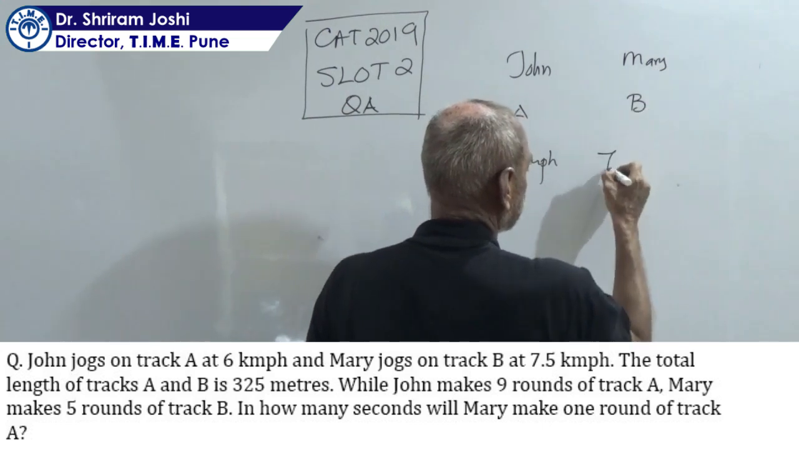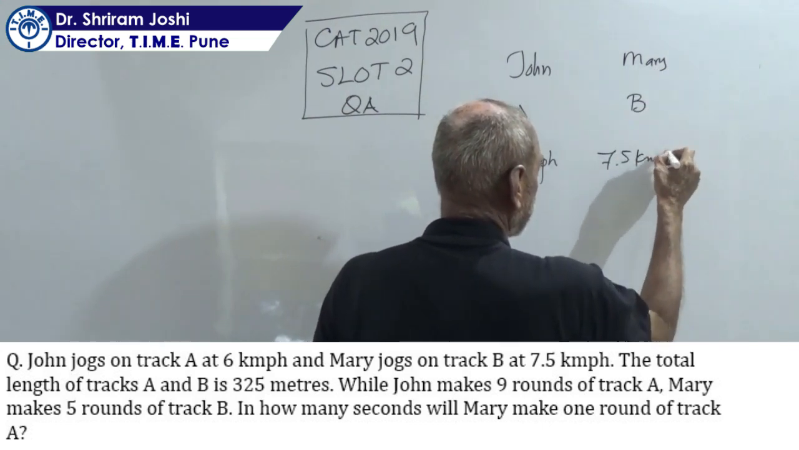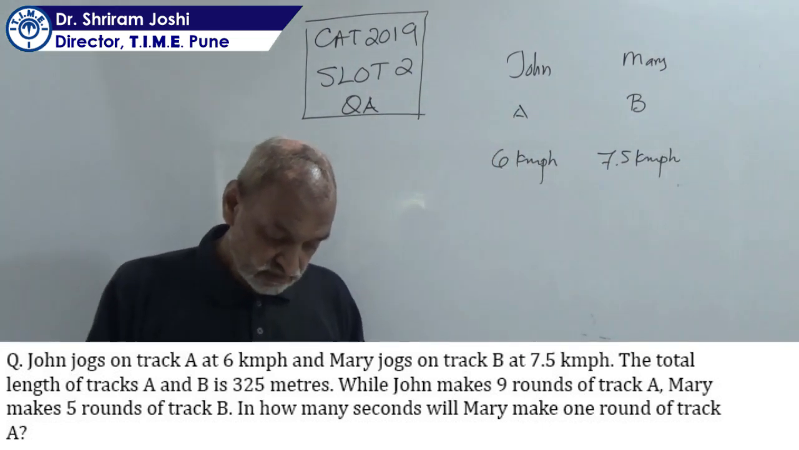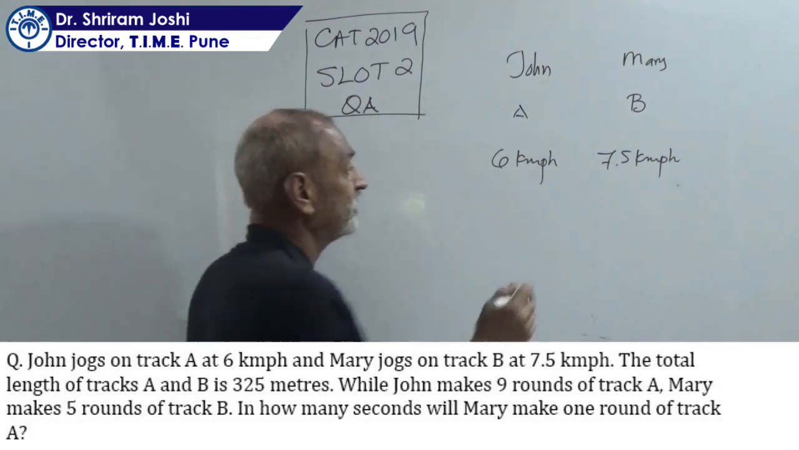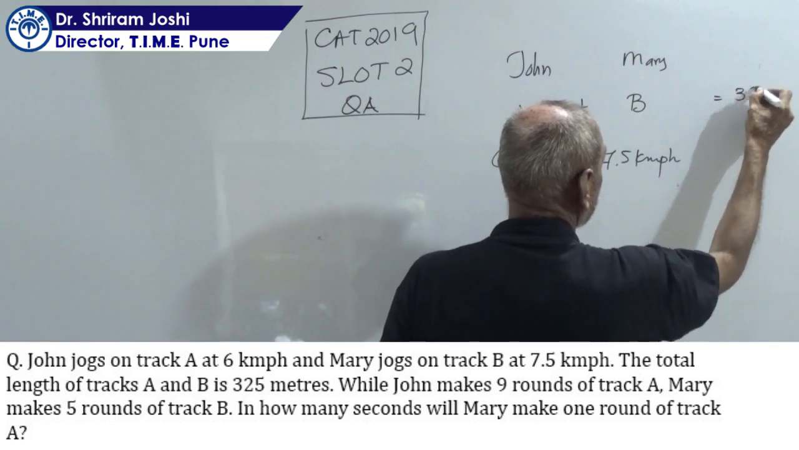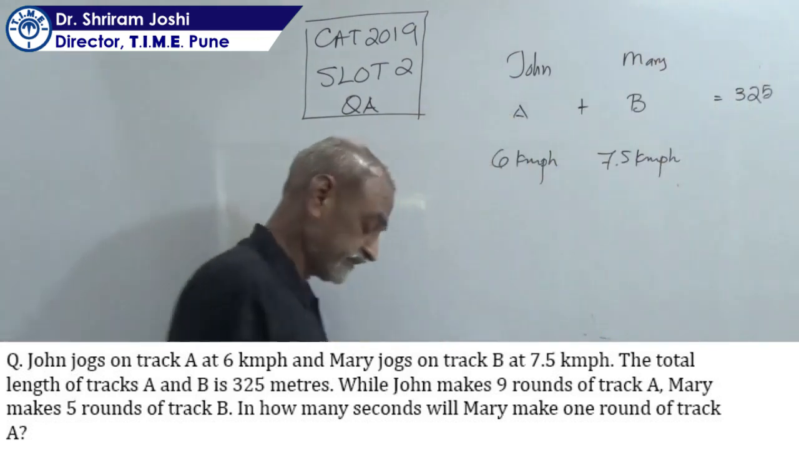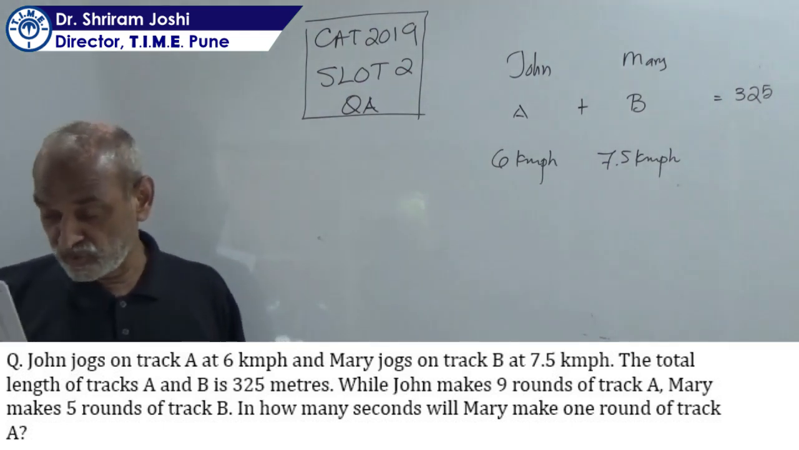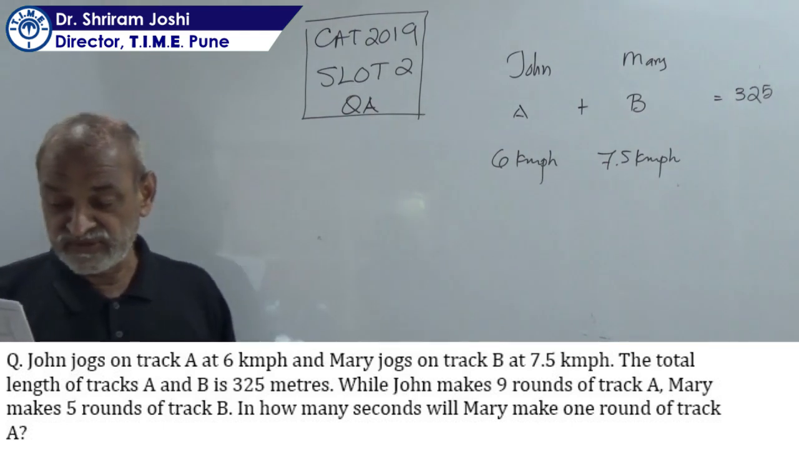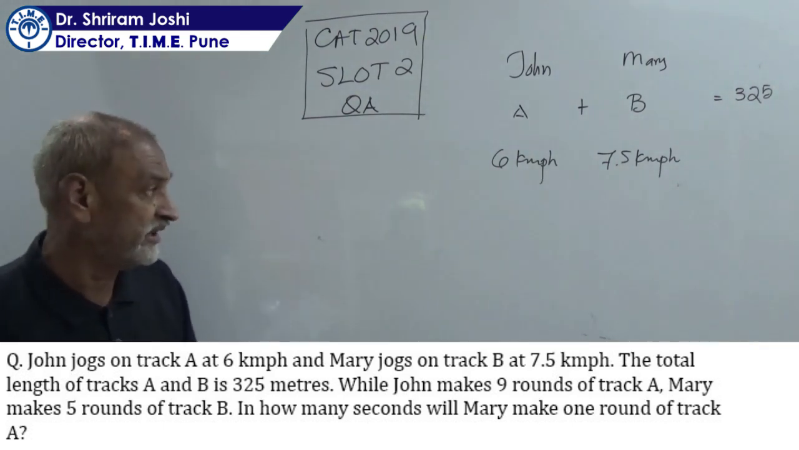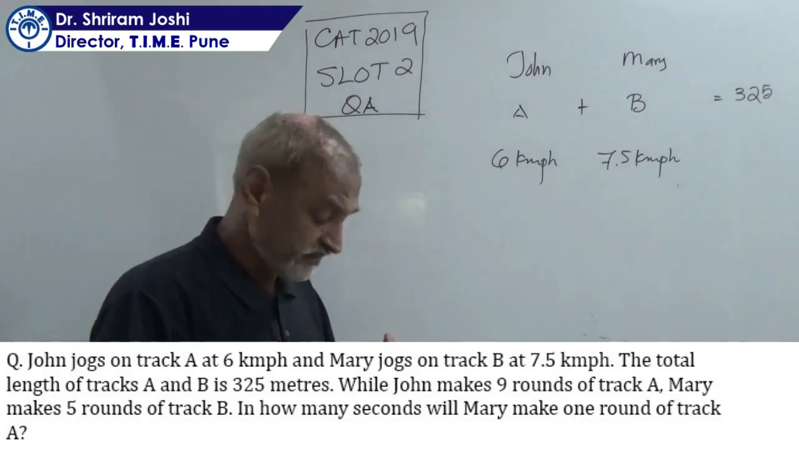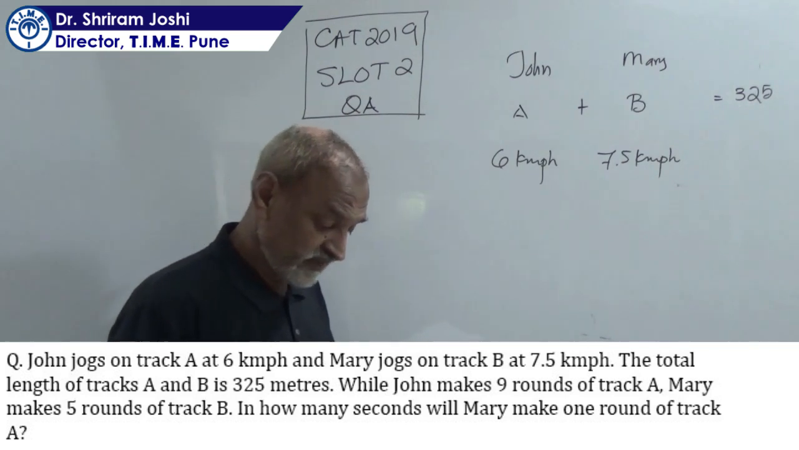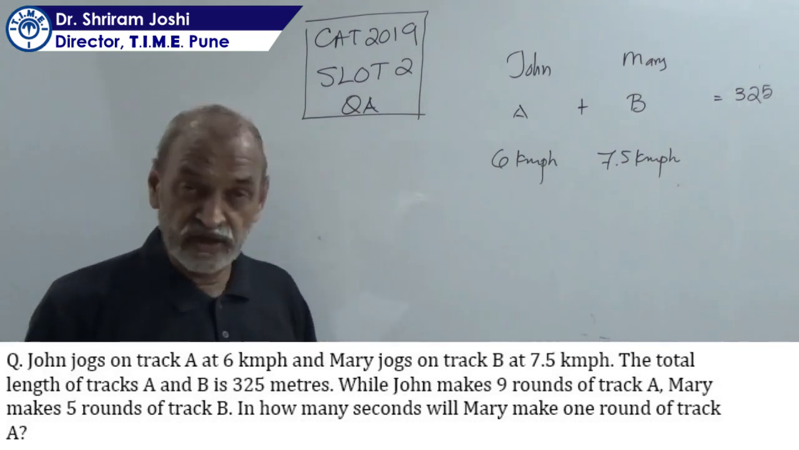Track B, 7.5 km/h. The total length of tracks A and B is 325. A plus B is 325 meters. Okay. While John makes 9 rounds on track A, Mary makes 5 rounds of track B. Let's understand this. John makes 9 rounds of track A.